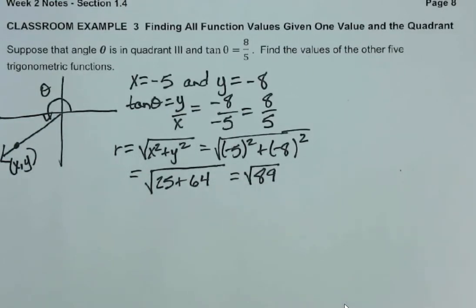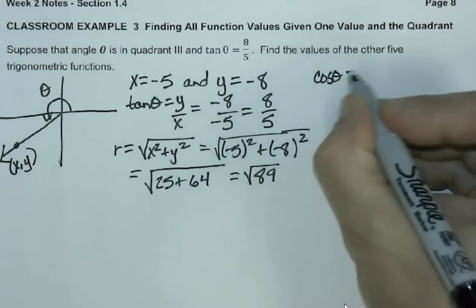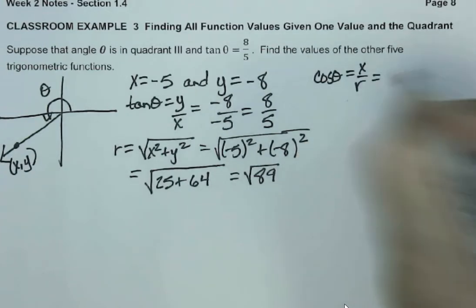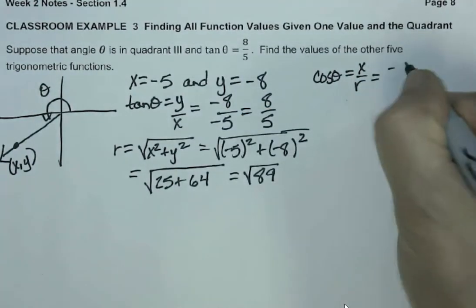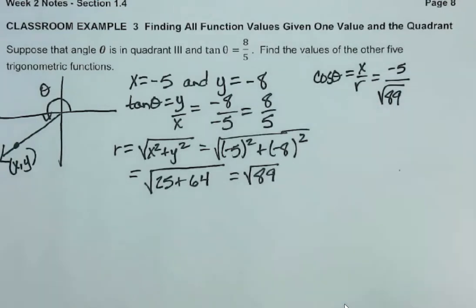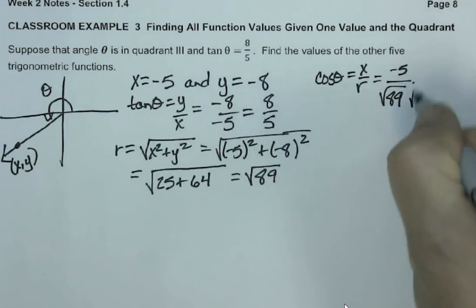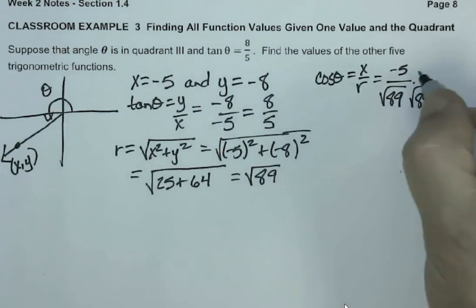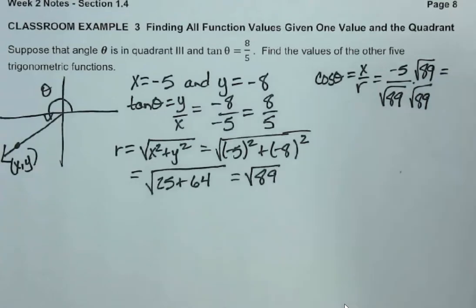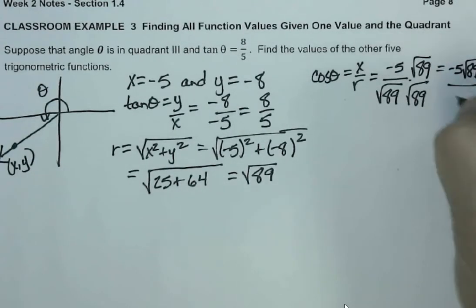So now we can find the values of our other 5 trig functions just by using our definitions. So we would have cosine of theta is x over r. We said our x was -5, so that would be -5 over the square root of 89. Again, if we're trying to rationalize the denominator, we would want to multiply the top and the bottom of this by the square root of 89. That would give us -5 times the square root of 89 over 89 for our cosine value.